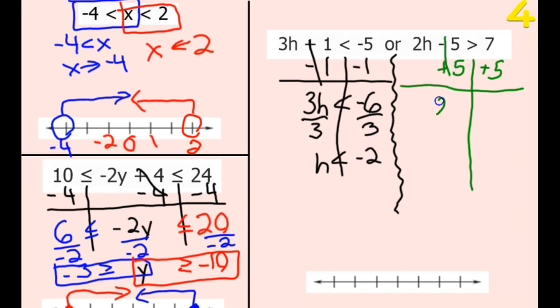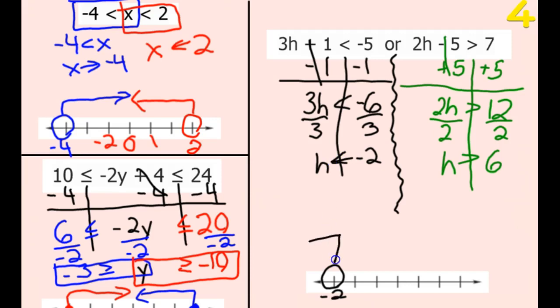Those cancel, so what we're left with is 2h is greater than 7 plus 5, which is 12. To get h by itself, we need to divide by 2, and divide by 2. h is now greater than 12 divided by 2, which is 6. So the smaller one is -2, so that goes on the left. It's an open circle at -2, pointing to the left. So we draw an arrow to the left.